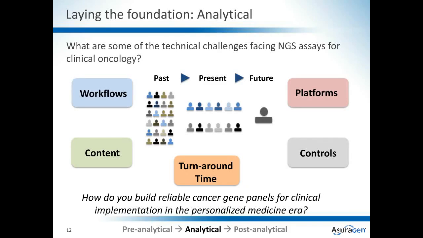So moving on to the analytical phase, there are a number of different questions that are important in the clinical realm in this particular area. What's the workflow you're going to use? What's the content that's appropriate for either routine clinical testing or for clinical trial work? What is the best platform, or can you use multiple platforms together in a way that can be more valuable than any one on its own? What are the right controls to use? And ultimately, how can you build a workflow with the right content on the right platform with the right controls to have a turnaround time that's responsive for both patient testing and for drug development and clinical trials?